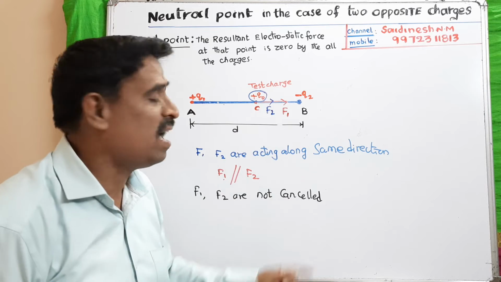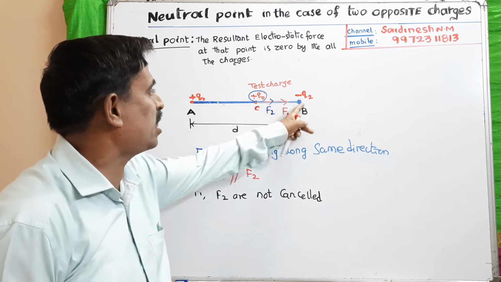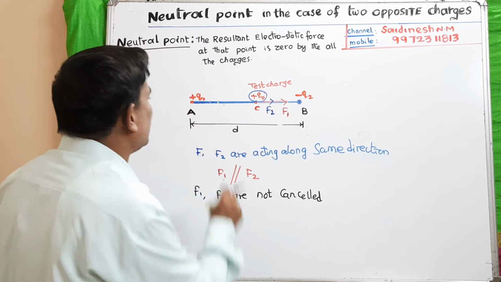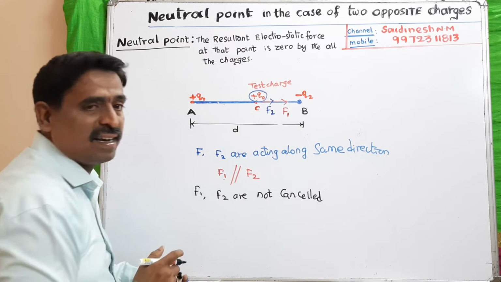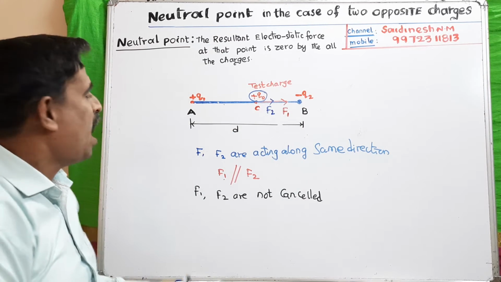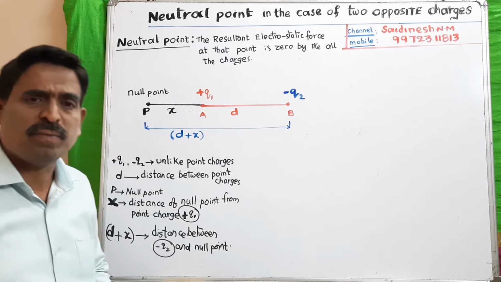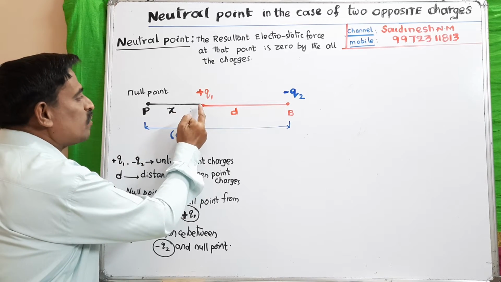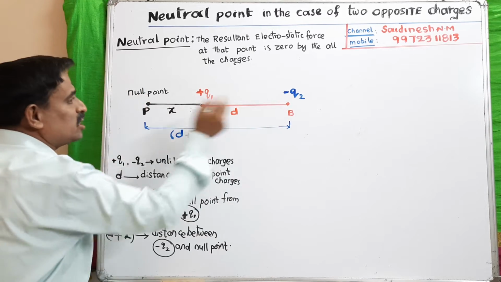The reason is F1 and F2 are the electrostatic forces due to Q1 and Q2, both in the same direction. We will not get the null point in between these two point charges. Now, we will check outside of the charge Q1. Let us assume the null point is outside of the point charge Q1 and outside of the point charge Q2.